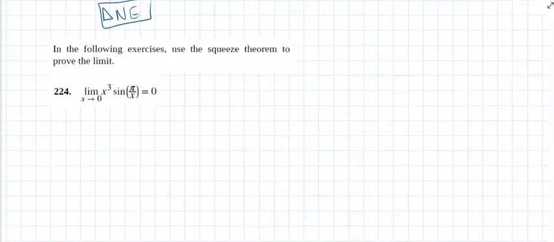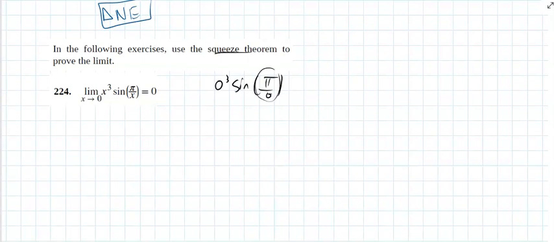How about here? It says use the squeeze theorem. Well, the key to use the squeeze theorem: if you put 0 in, you get 0 cubed times the sine of pi over 0. We have a problem. This is undefined. Yet 0 times any number is 0, but a number that's defined. So what do we do? We say, well, look, x cubed sine of pi over x is less than or equal to, and bigger than or equal to.